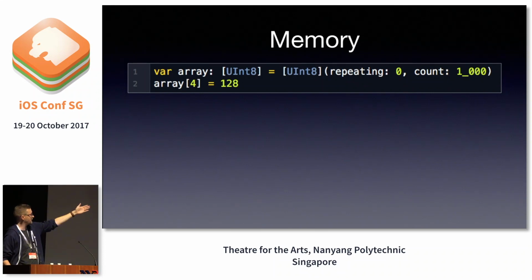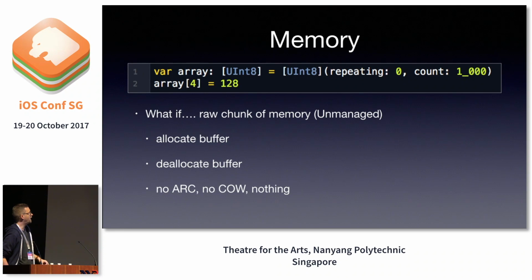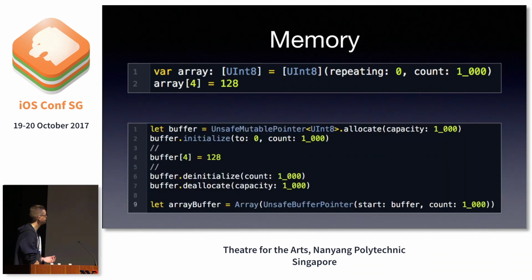So I have 1,000 bytes, and I modify the fifth element, right? So that's the normal way. But what if I get a raw chunk of memory, and I get no copy on write, no ARC, so no retain, no release, but I just have to allocate and deallocate the buffer myself. So we go to the C level. That would be like this in Swift. It's complementary, it's the same. Up is the array, below is a collection of bytes. Allocate the bytes, initialize, modify the fifth element, deinitialize, deallocate, and recreate the array out of the buffer.